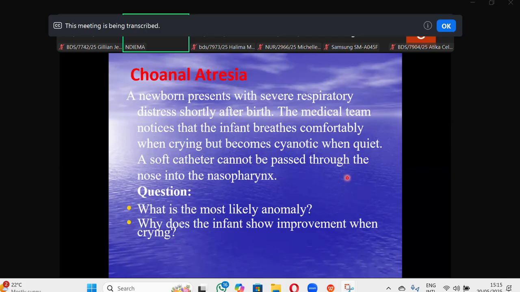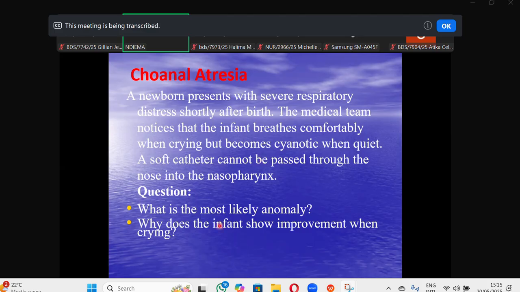So what we have here is choanal atresia. Remember the choana? The choana is when the membrane completely disintegrates, and we have the opening into the posterior part of the primary palate. So choanal atresia is taking place here. That is the anomaly that we have, and these are the signs. This is tested by looking at the catheter not passing through, which means there's no continuity. In normal cases, the catheter should pass through.